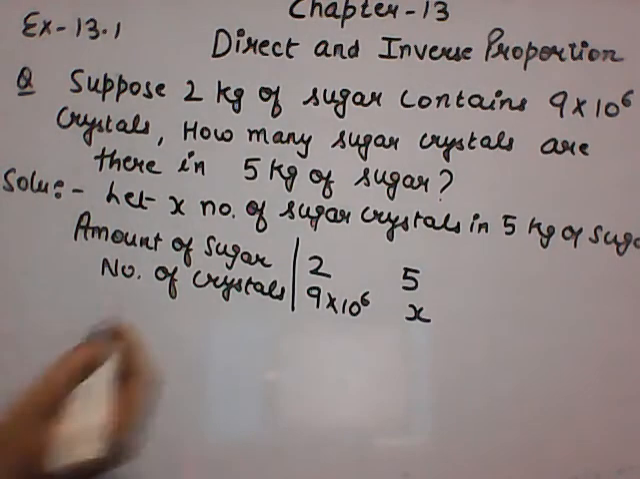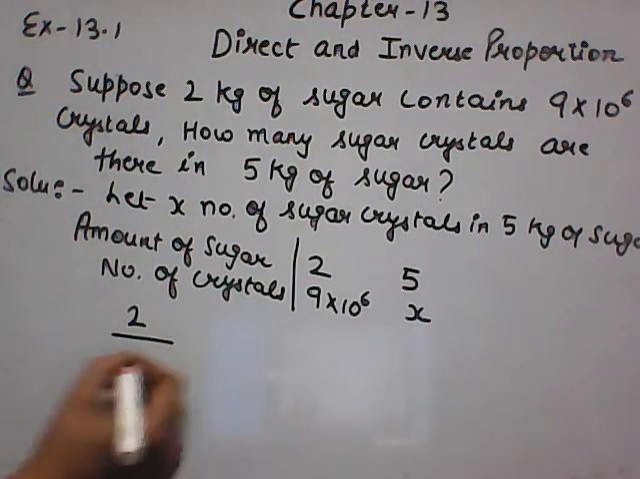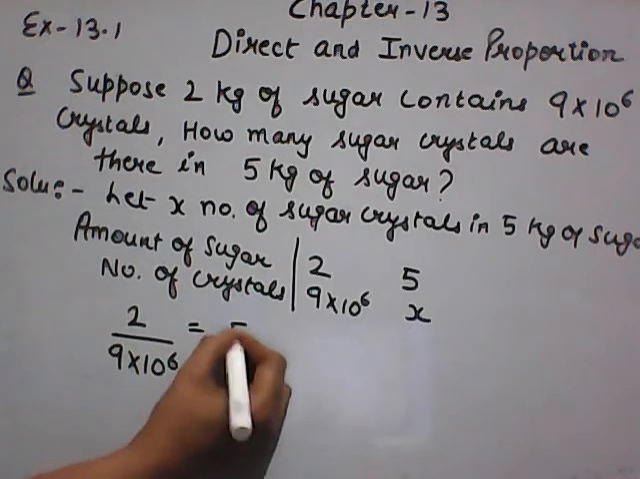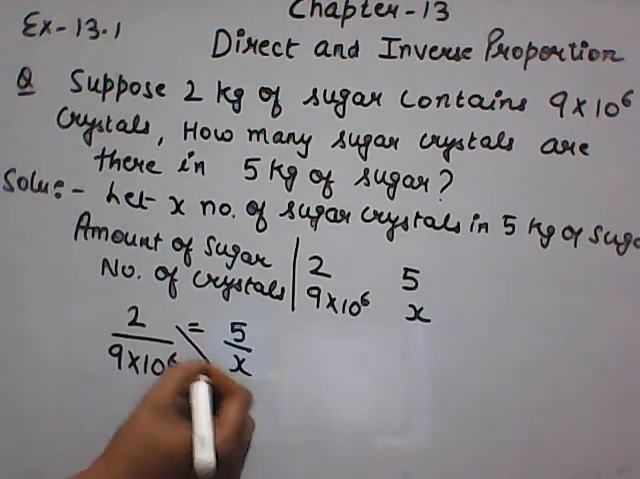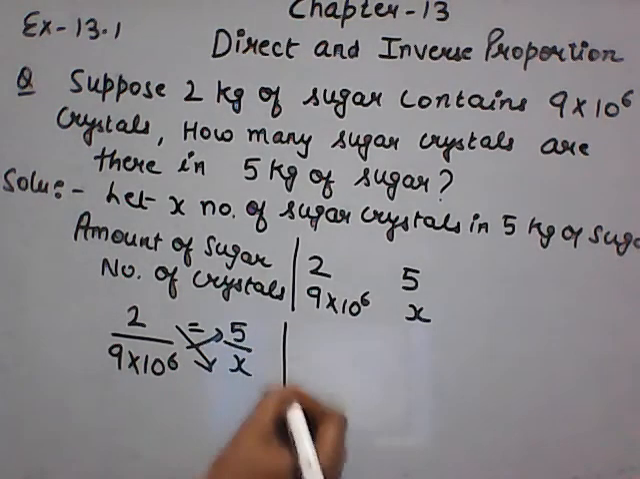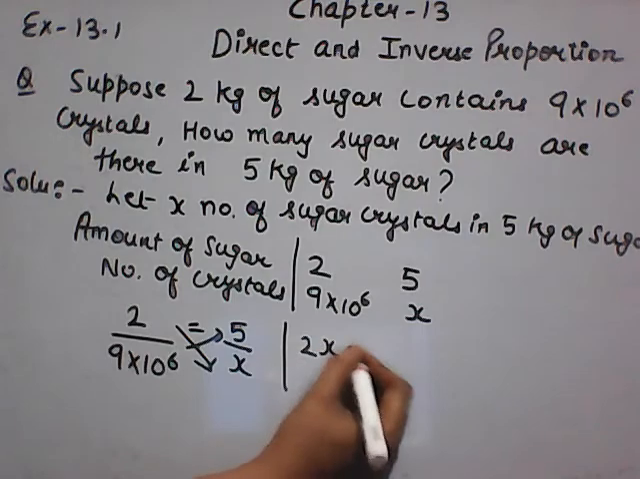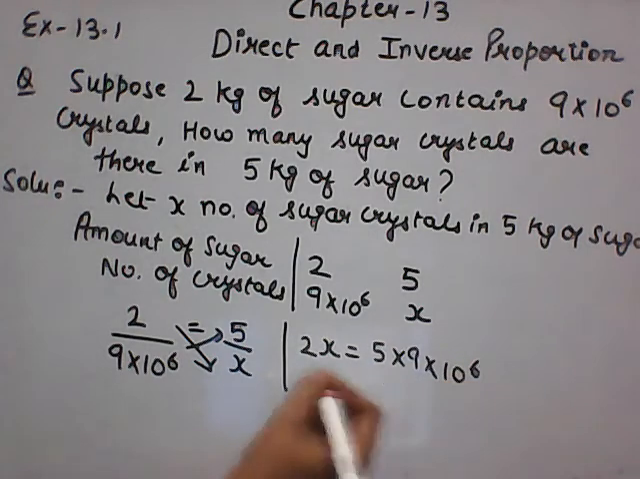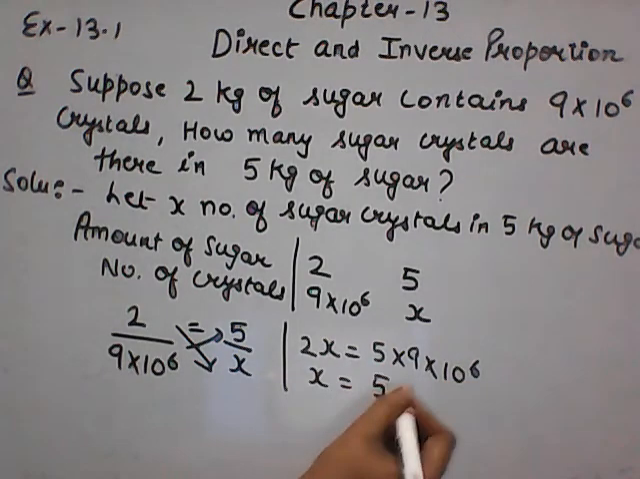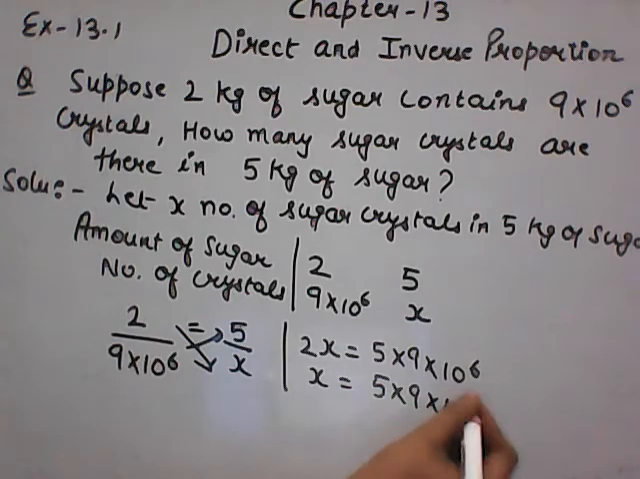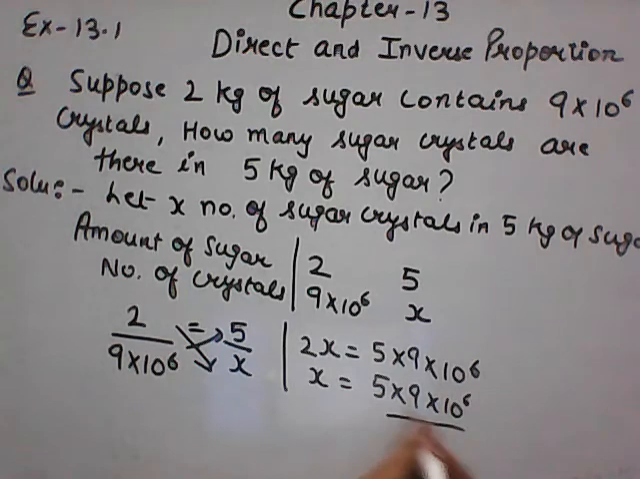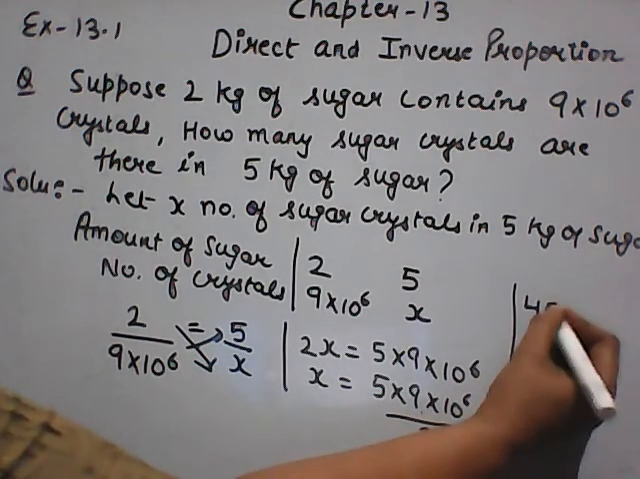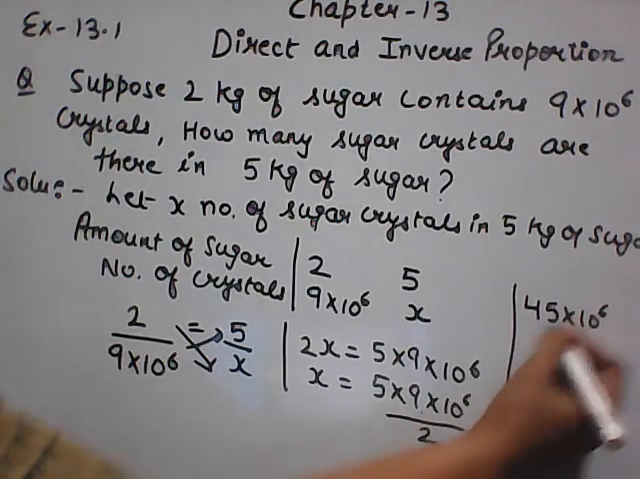It is a case of direct proportion. So 2 divided by 9 multiplied by 10 raised to power 6 is equal to 5 divided by x. Now cross multiply. 2 multiplied by x is 2x, equals 5 multiplied by 9 multiplied by 10 raised to power 6. So x is equal to 5 multiplied by 9 multiplied by 10 raised to power 6, whole divided by 2. 9 5s are 45. It is 45 multiplied by 10 raised to power 6 divided by 2.